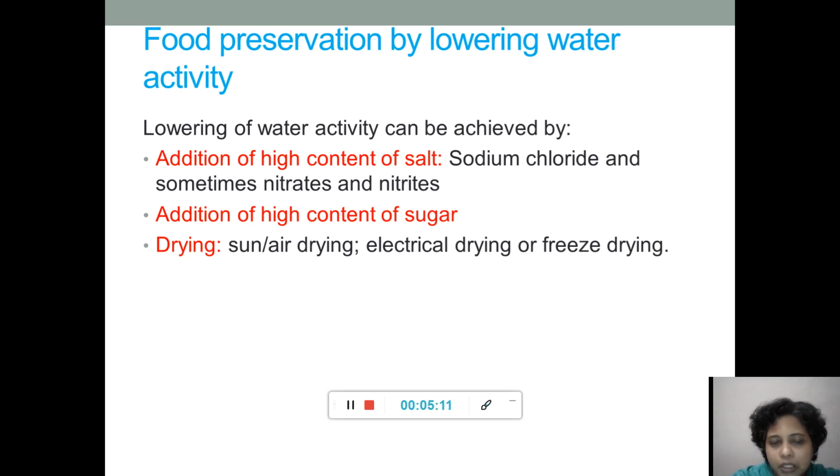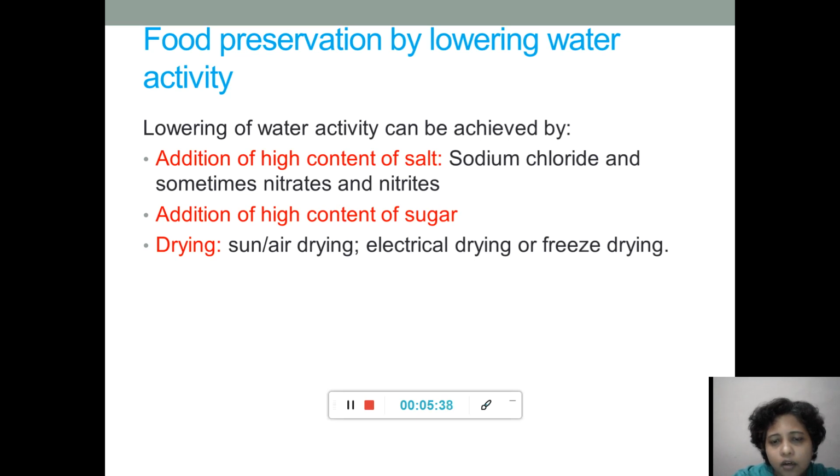Now this can be done by different methods. One is by adding a high content of salt. Salts can be of different varieties. It can be sodium chloride, sometimes nitrate, sometimes nitrites. Different types of salts can be added to the food. Now let me just take the basic example of sodium chloride.